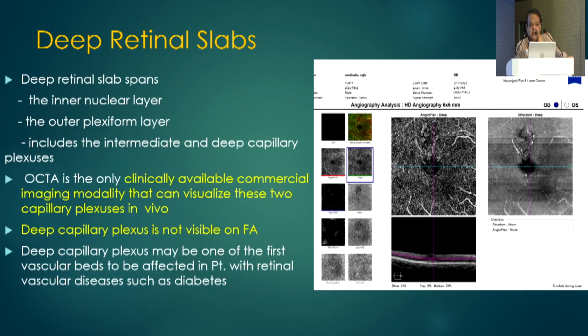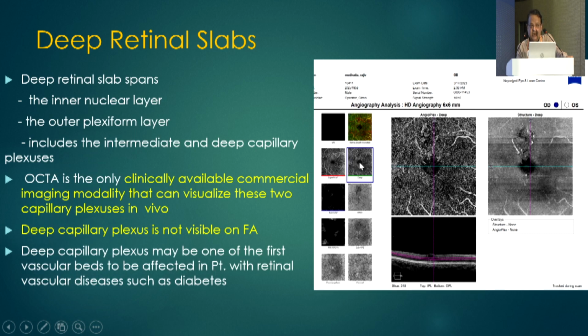Deep retinal slabs extend from the inner nuclear layer out to the intermediate deep capillary plexus. OCTA is the only available tool which can detect deep retinal slabs or the deep capillary plexus. Deep capillary plexus cannot be taken or distinguished on a fluorescein angiographic picture. And you can see this slab here.